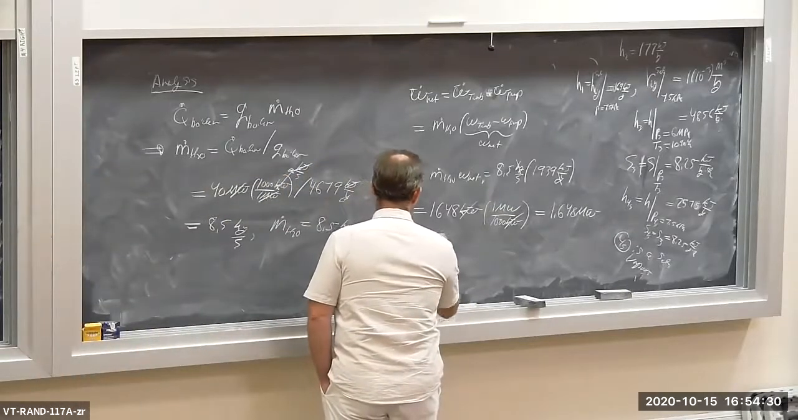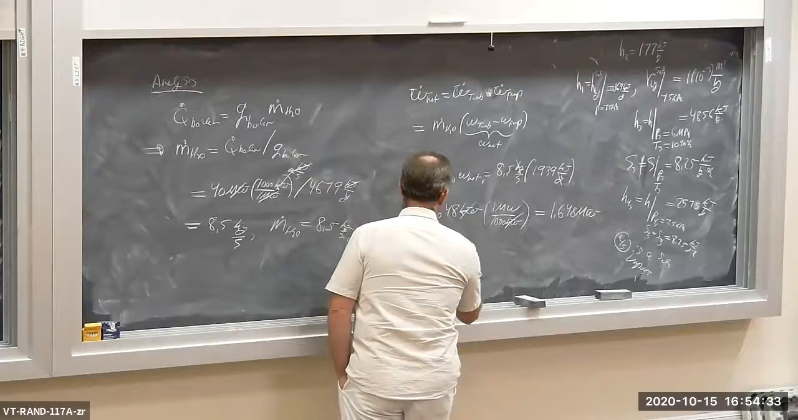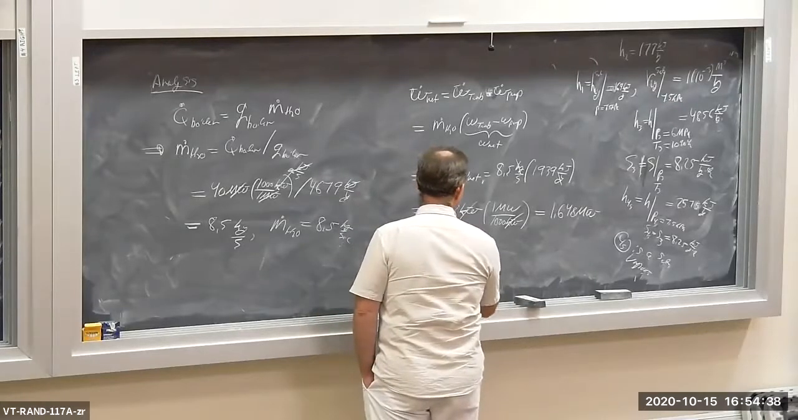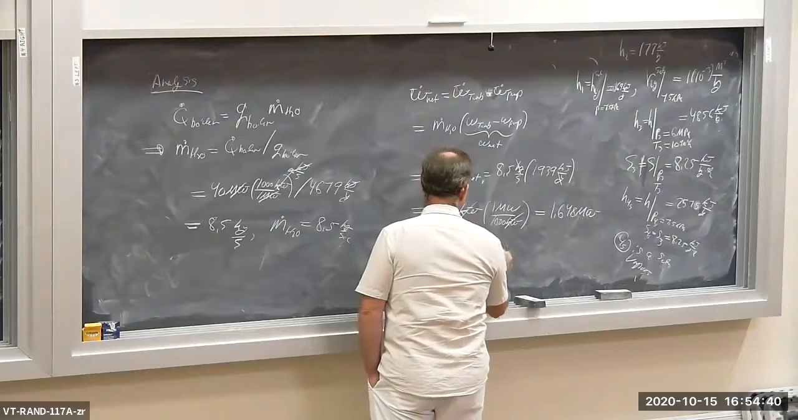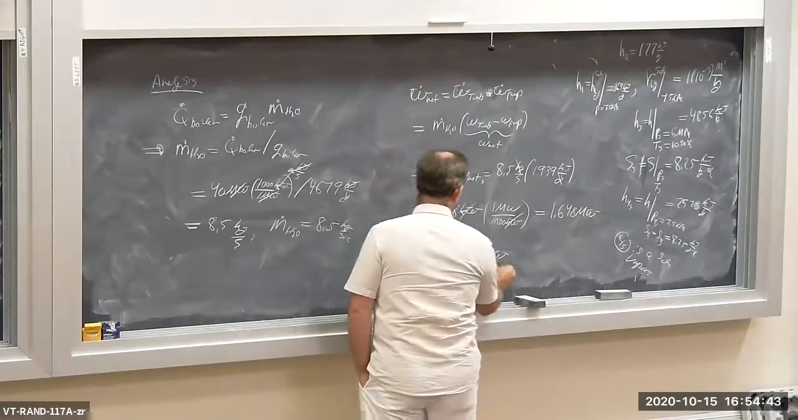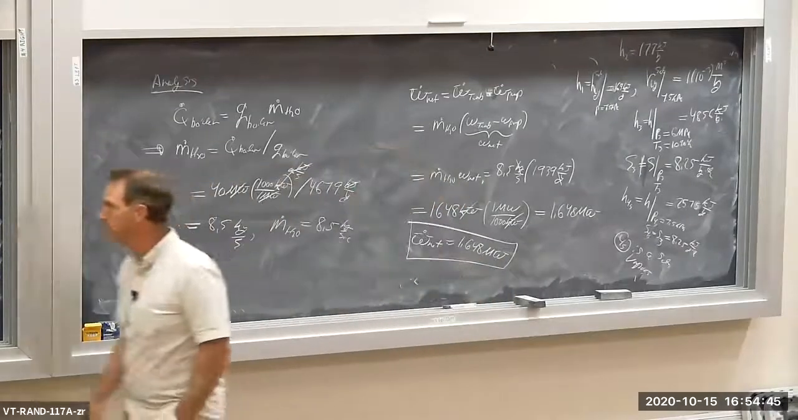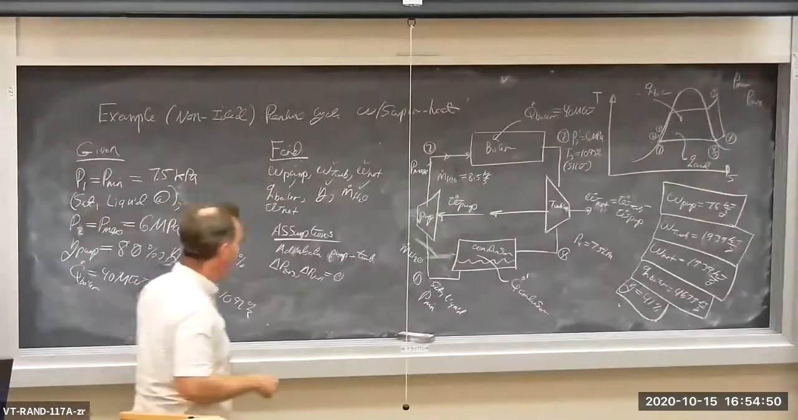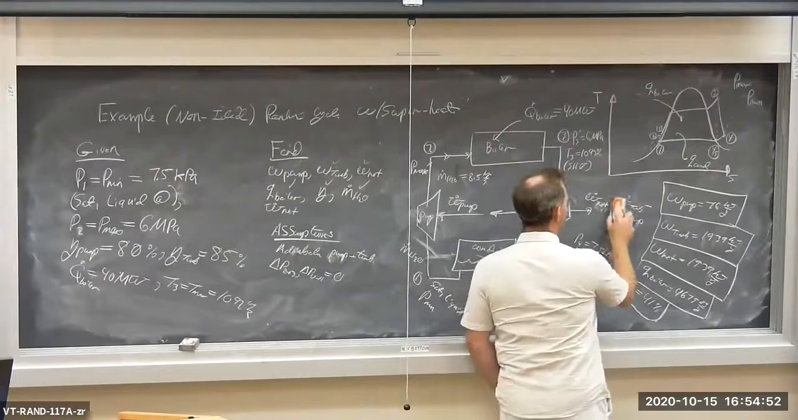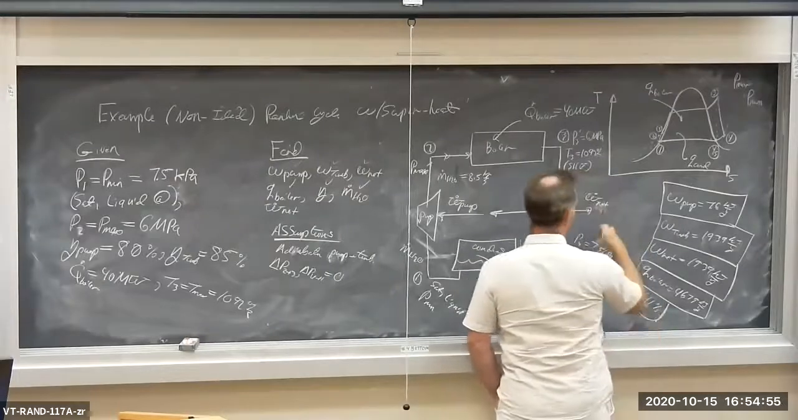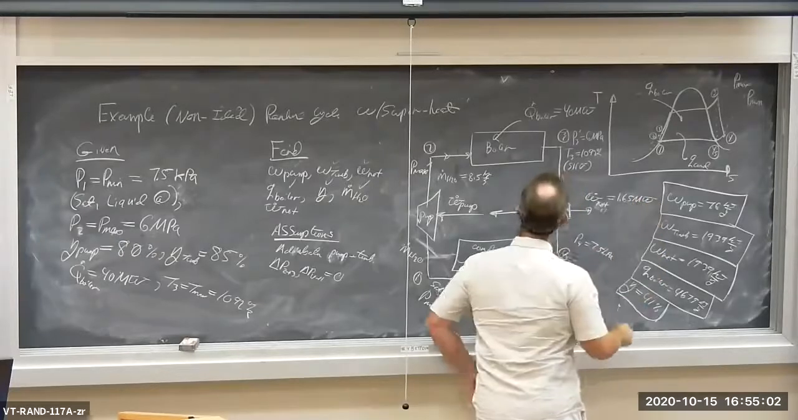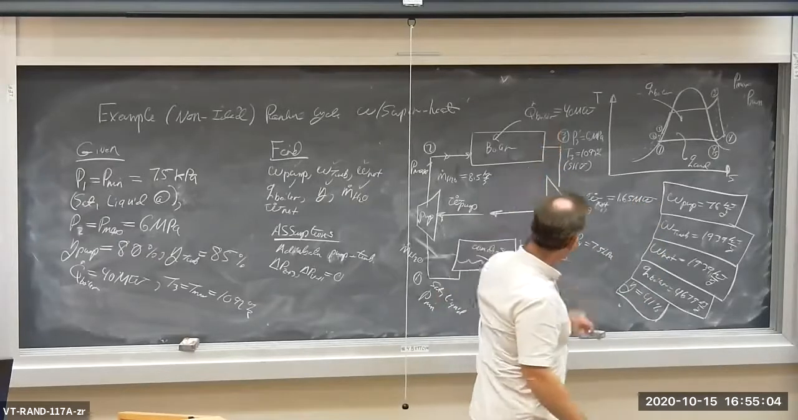So W dot net, the power produced by this power plant, is 1.648 megawatts. W net, 1.65485 megawatts. So 40 megawatt, oops.